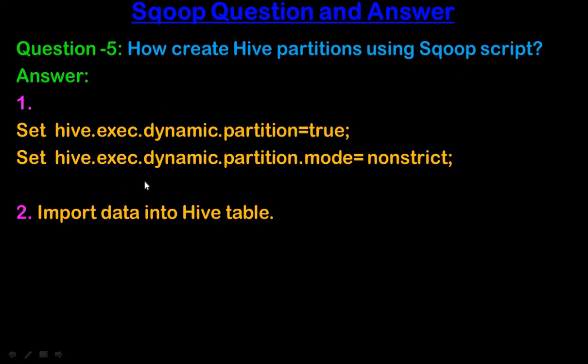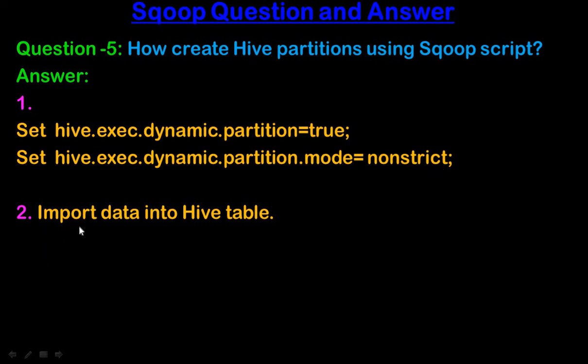This is more understandable when we study Hive. But let's see the first point: set hive.exec.dynamic.partition is equal to true. These things we set for partitioning, and we will see what partitioning is in Hive. These are the properties for setting partitioning. So first we set hive.exec.dynamic.partition is equal to true, and second we set hive.exec.dynamic.partition.mode is equal to nonstrict.